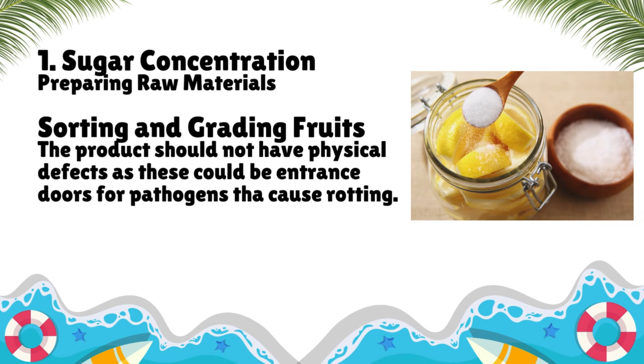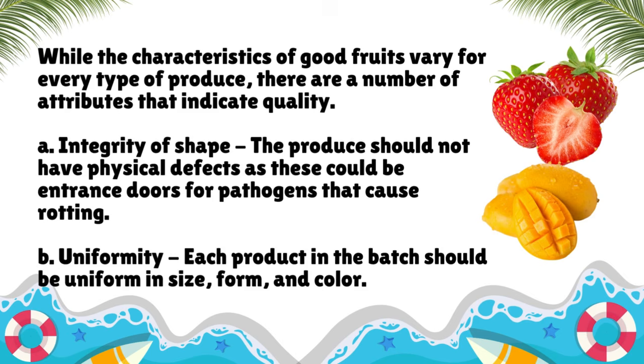Preparing raw materials: sorting and grading fruits. The product should not have physical defects, as these could be entrance doors for pathogens that cause rotting. While the characteristics of good fruits vary for every type of produce, there are a number of attributes that indicate quality. A. Integrity of shape. The produce should not have physical defects, as these could be entrance doors for pathogens that cause rotting.